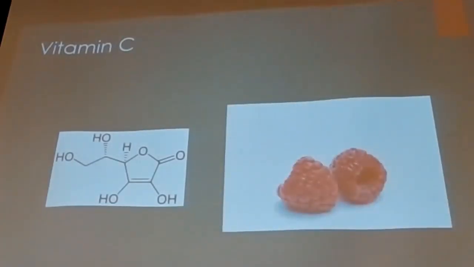I've just got a picture of raspberries because it appears in raspberries, but like I said, it appears in pretty much any fruit. Tea leaves, lots of things have ascorbic acid.